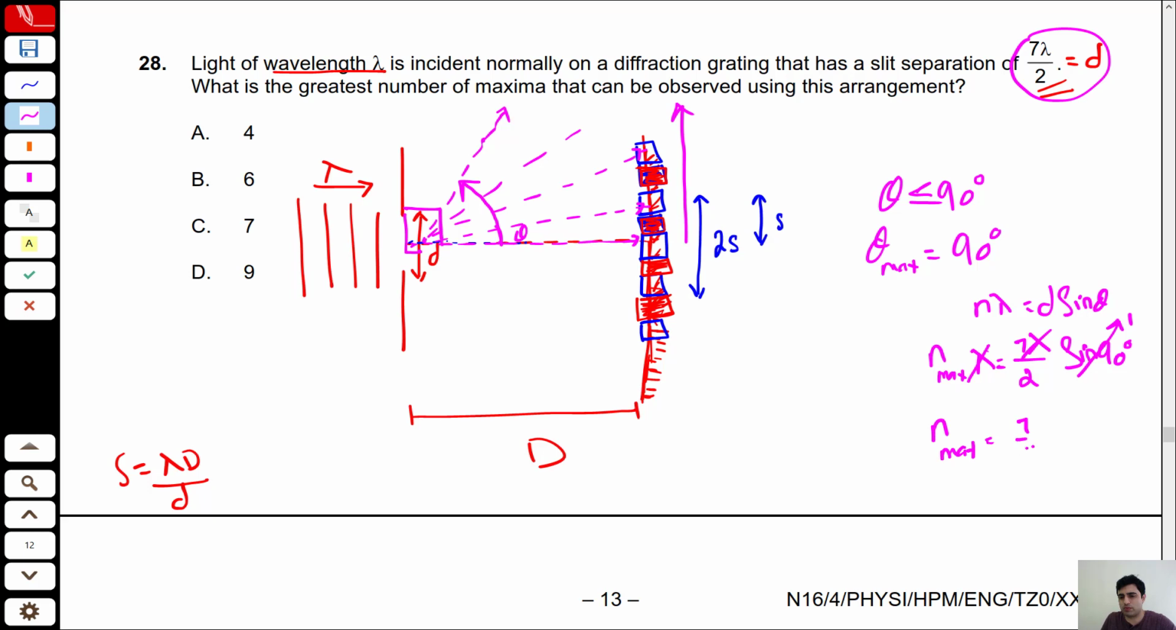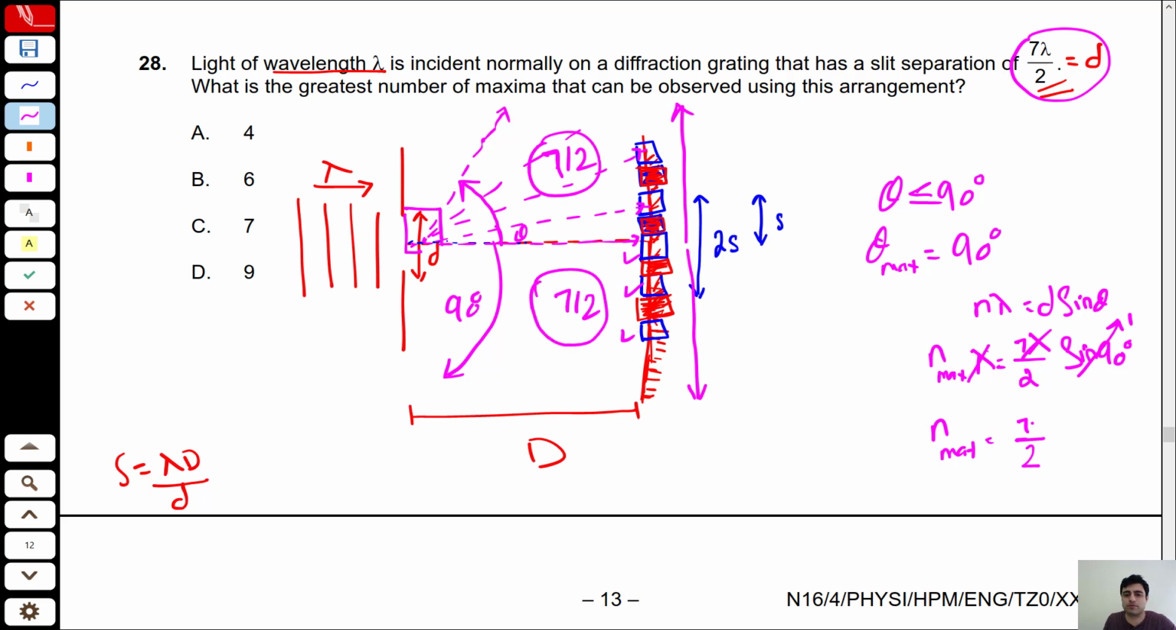But realize this 7 over 2 is only on the top side of the projection screen. There is also a bottom side of the projection screen where you have these maxima. So the angle can also go in the downward direction, again 90 degrees. So we have to consider both sides. So there will be 7 over 2 maximum possible fringes there, and there will also be an equal number of maximum possible fringes there. Just multiply this by 2 to consider both sides of the plane. So this will give us 7. So 7 is the answer.